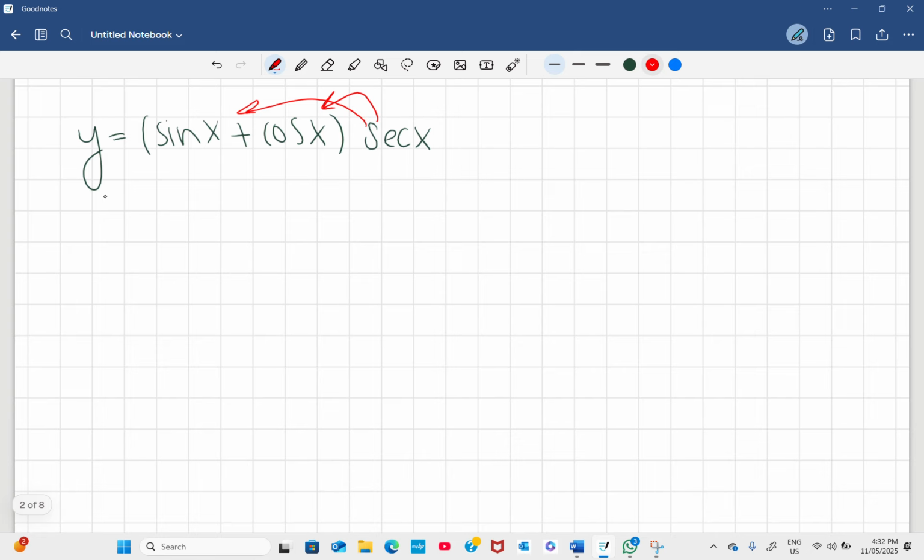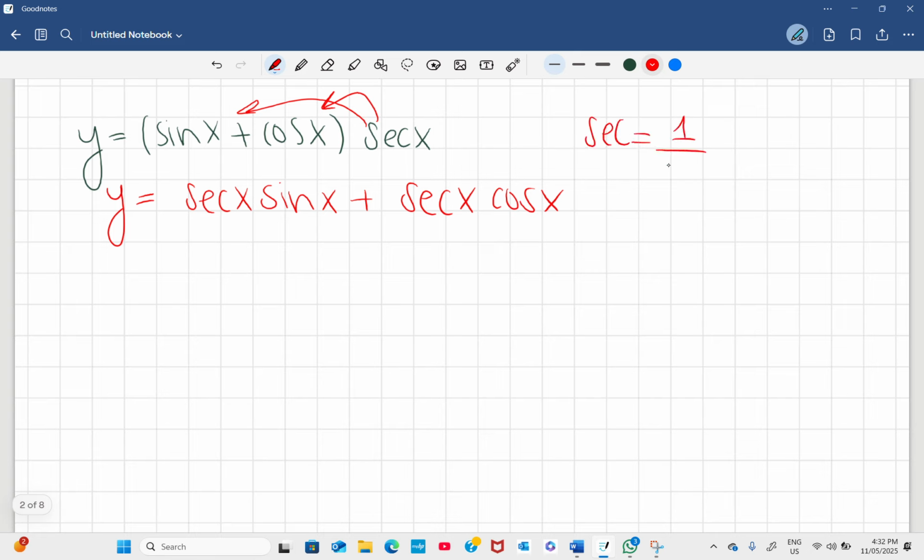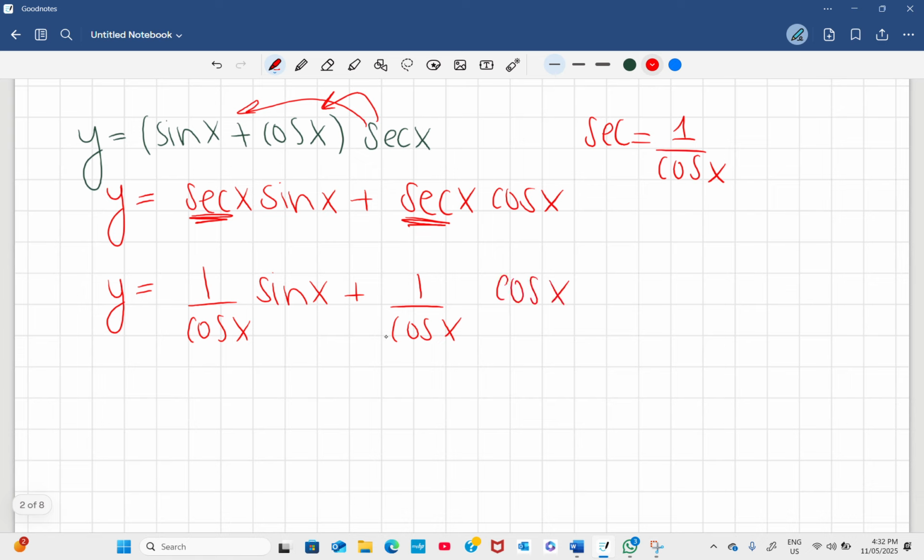I'm not deriving yet, so it's still y. So I'm gonna have secant x sine x plus secant x cosine x. Now we know that secant is 1 over cosine x. So we're gonna replace secant x with 1 over cosine x. So y, I'm still not finding the derivative yet. 1 over cosine x sine x plus 1 over cosine x cosine x.